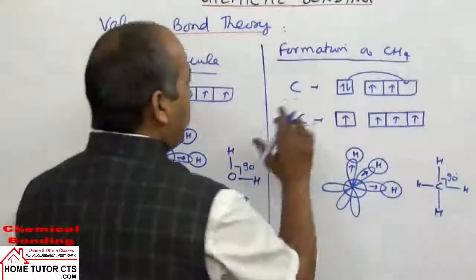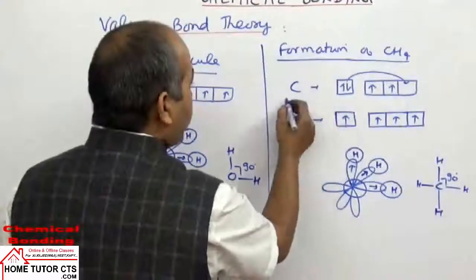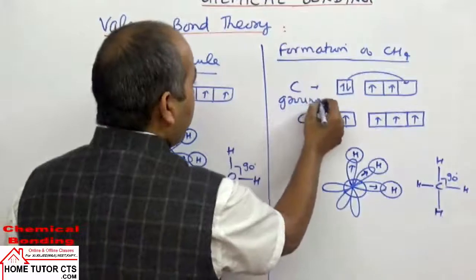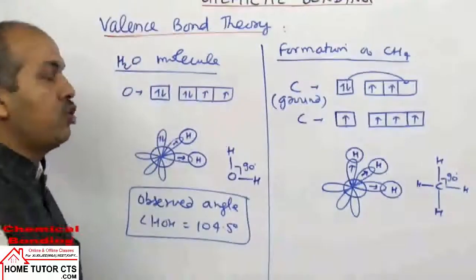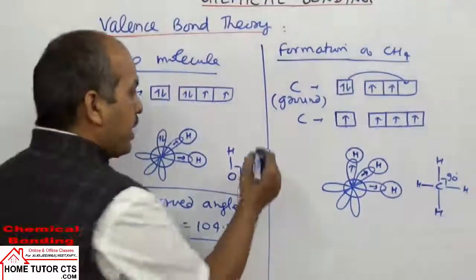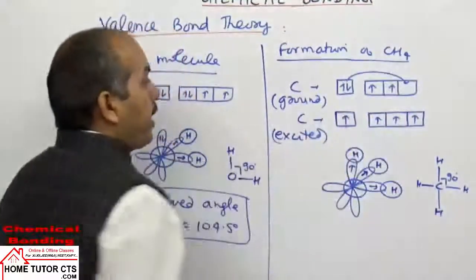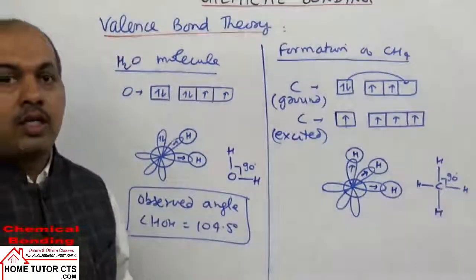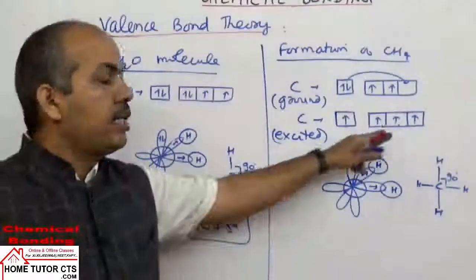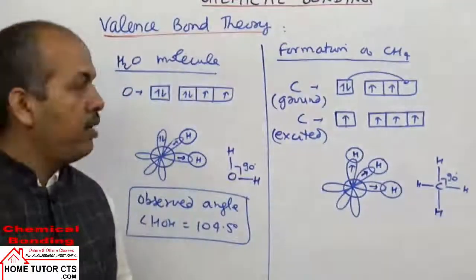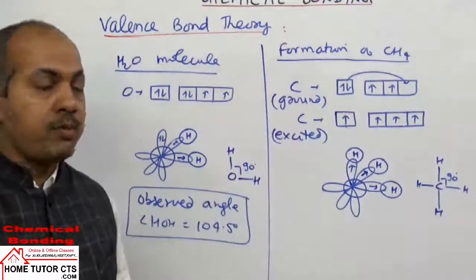Again, we can take a methane molecule. First, we take the carbon atom in the ground state. It has configuration 2s2 2p2. After excitation, one of the electrons goes to the vacant p orbital to make 4 orbitals containing 4 electrons available for sigma bond formation.